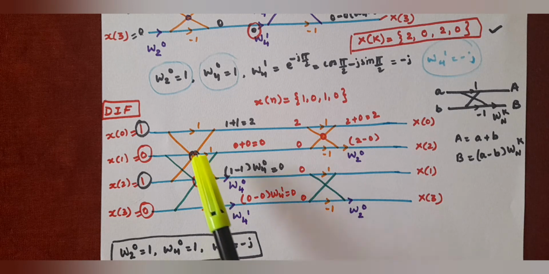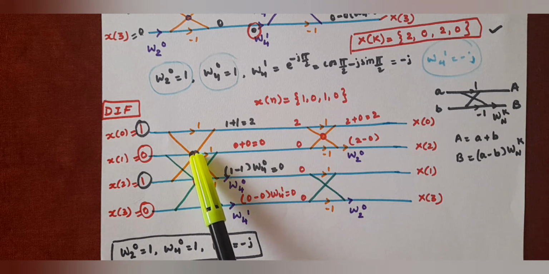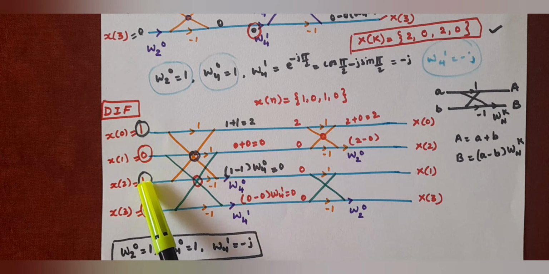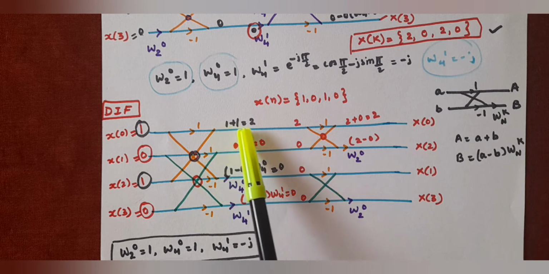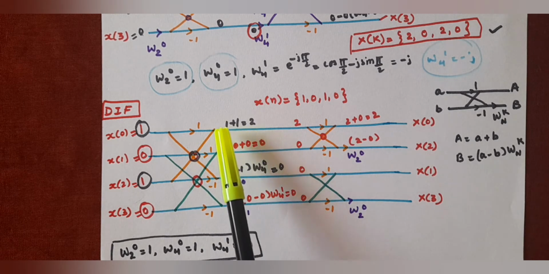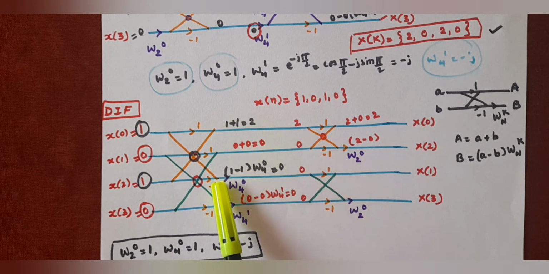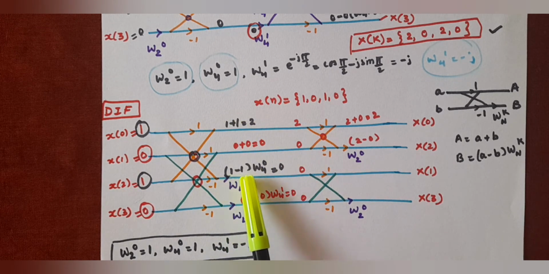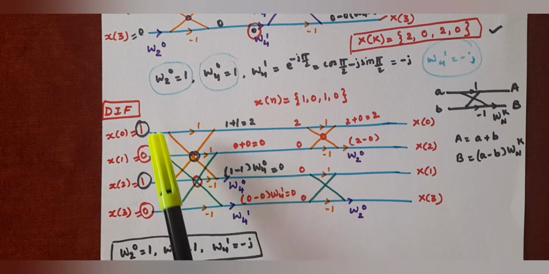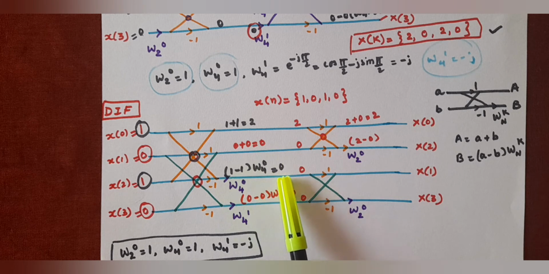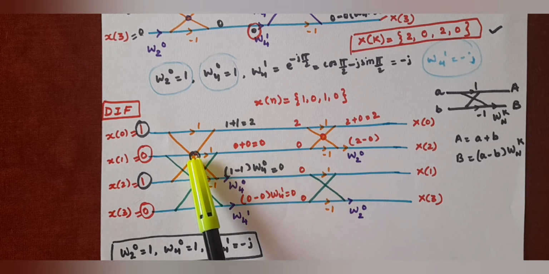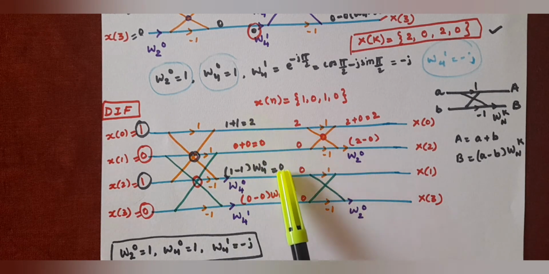So coming to this orange butterfly, the inputs are 1 and 1 and its twiddle factor is W4 to the power of 0. The output of the upper line is A plus B, so it is 1 plus 1 equal to 2, and the output of the bottom line is A minus B Wn to the power k, so it is 1 minus 1 W4 to the power 0, so 1 minus 1 is 0. So for this orange butterfly, the output values are 2 and 0.